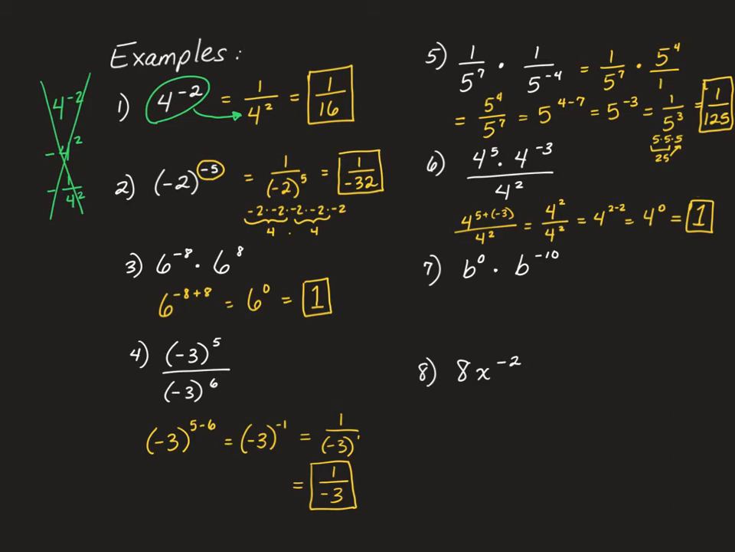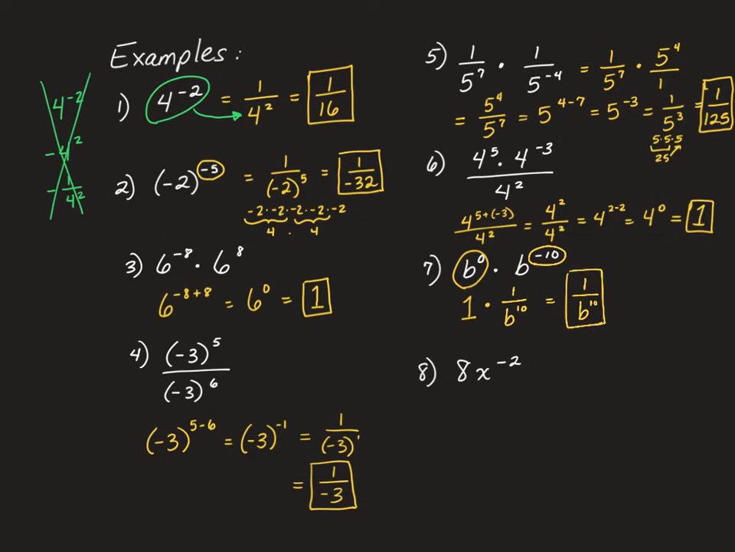On number 7, we have b to the power of 0 multiplied by b to the power of negative 10. Well, b to the power of 0 is 1, so we can just put that here. Then we multiply that by 1 over b to the power of positive 10 because we have a negative exponent here. So that just gives me an answer of 1 over b to the 10th. There's really nothing more to simplify on that one.